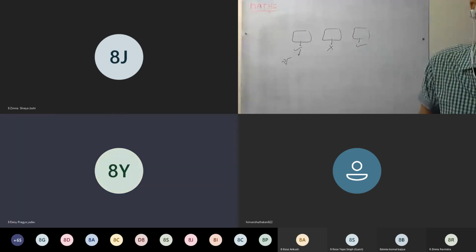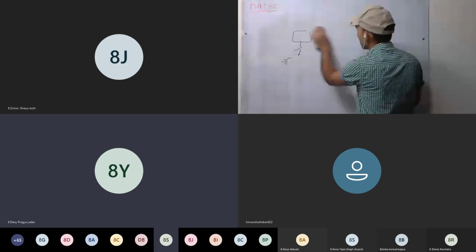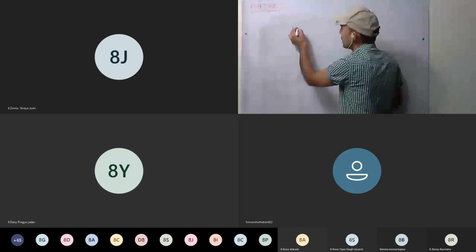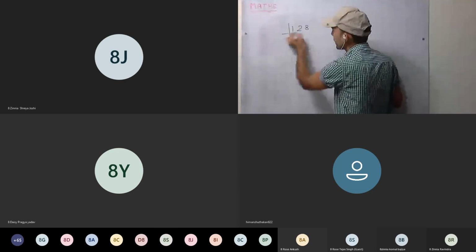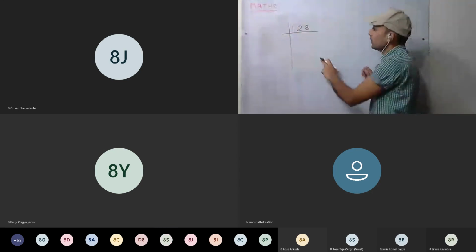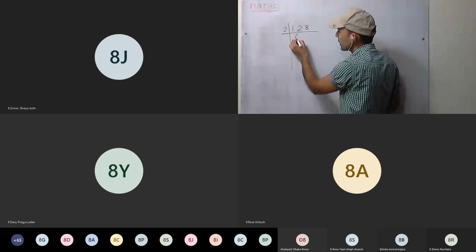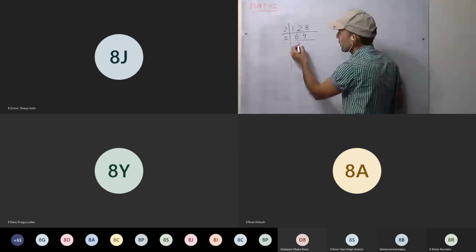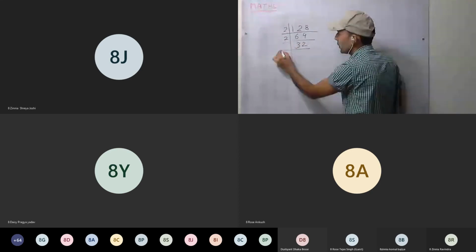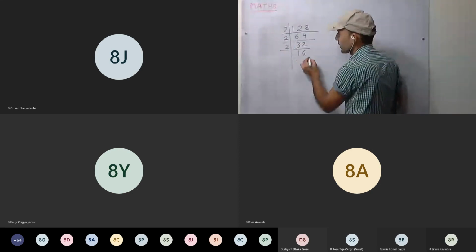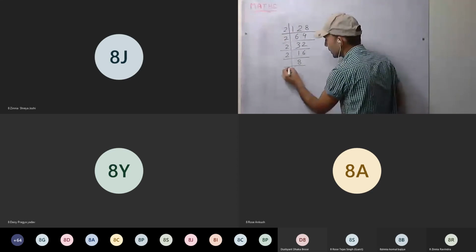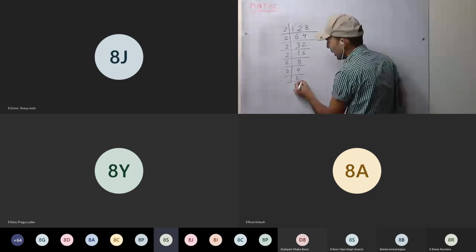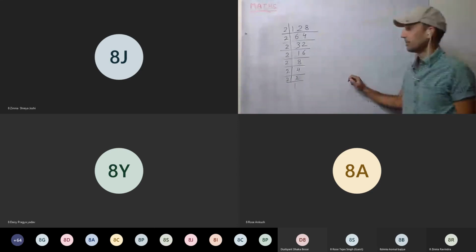Which question? Okay, I take the first question, 128. I don't know whether it's a perfect cube or not. So what I'll do, I'll factorize it. Prime factorization. So 128 divided by 2, it will be 64. Again with 2, 32. Again with 2, 16. Again with 2, 8. Again with 2, 4. Again with 2. And one last time again with 2.